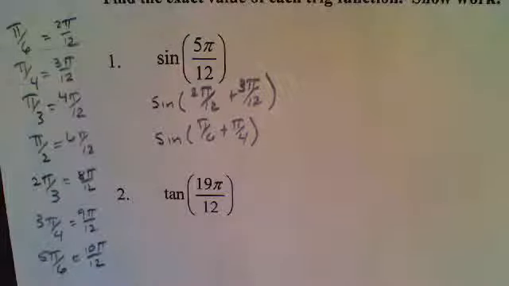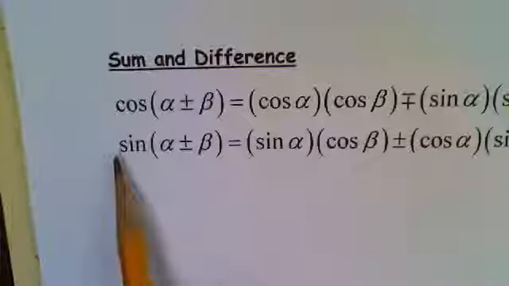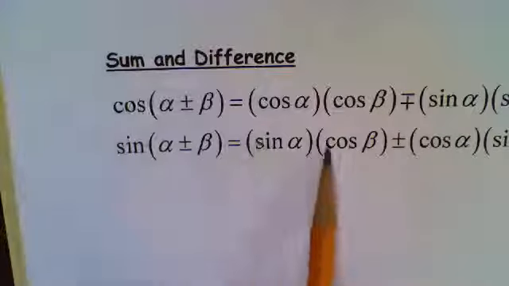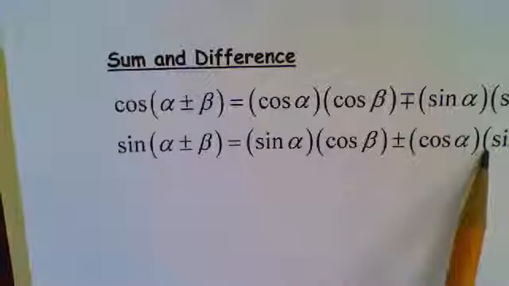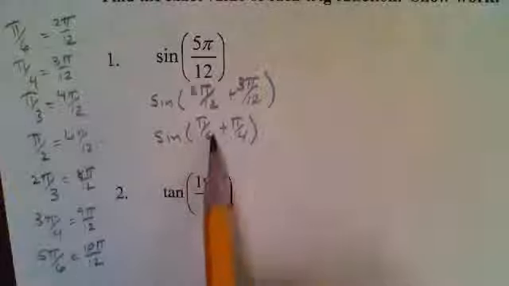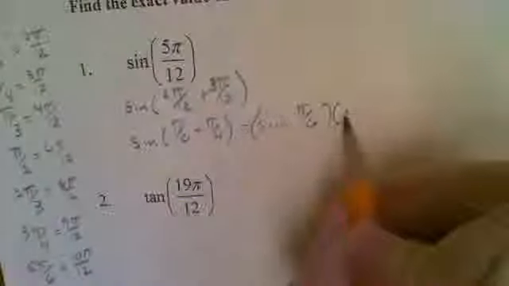Sorry about that. The formula for sine of alpha plus beta is here. I'm using this one. So I'm going to take the sine of alpha cosine beta plus cosine alpha sine beta. I'm using that formula because it's sine and it's alpha plus beta. So I'm going to take the sine of pi over 6, that's alpha, times the cosine of beta, so the cosine of pi over 4.